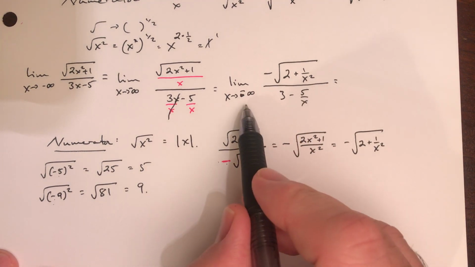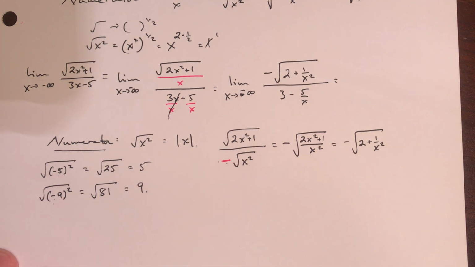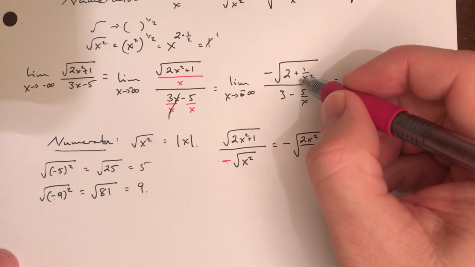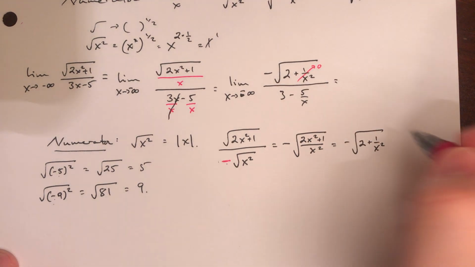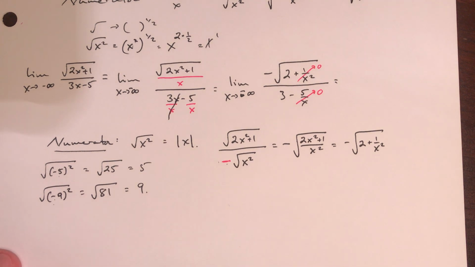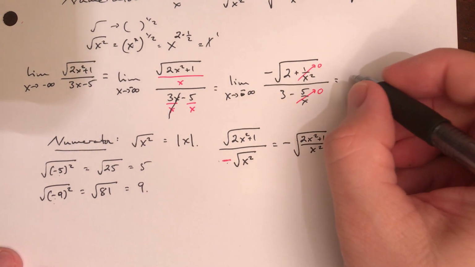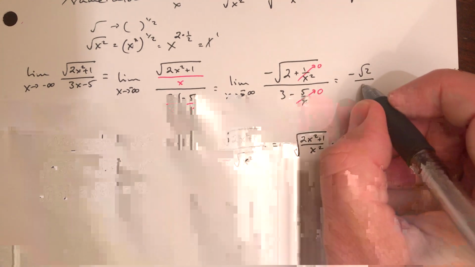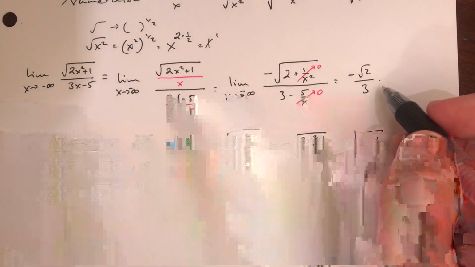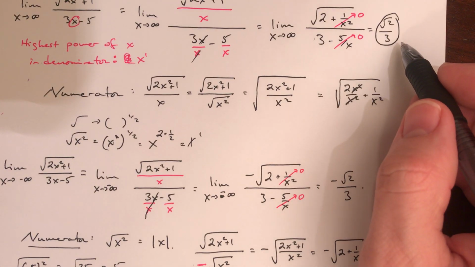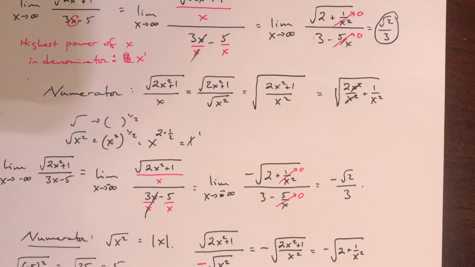Now we can take our limit. We said earlier that the limit of 1 over x squared is always going to be 0. The limit of 5 over x is always going to be 0. That's our little fact. And now we are left with negative square root of 2 over 3. So we got two different limits at positive infinity versus negative infinity for this one.